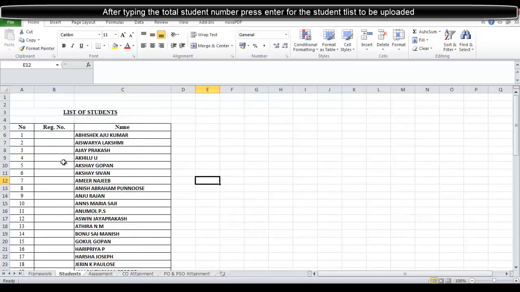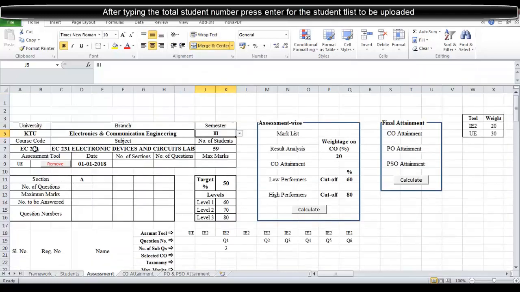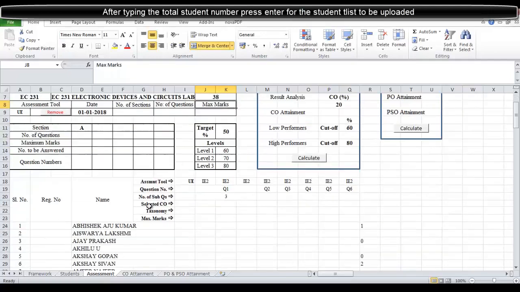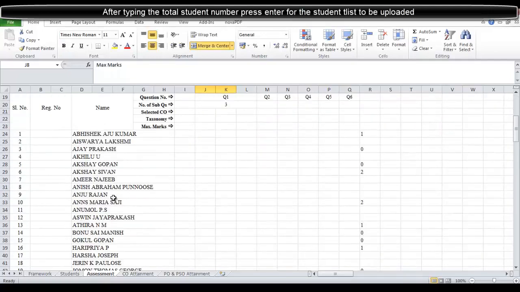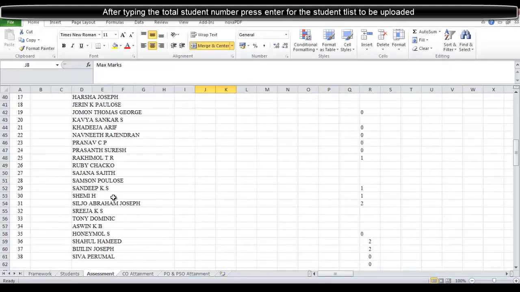So now the list of students is ready. If you have a register number, you can put the register number or anything. Next we come to the assessment. The course code and the subject code are already entered in the first framework sheet, so that is taken. Now when I write the number of students available in my student sheet, we had 38 students. Once I enter it, the names of our students have automatically come.